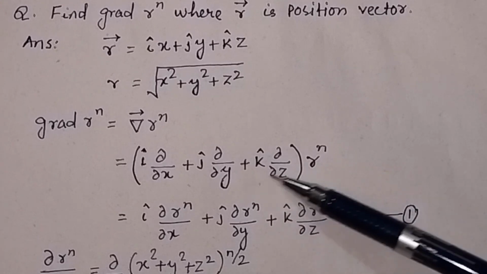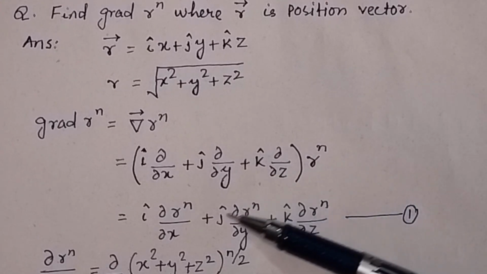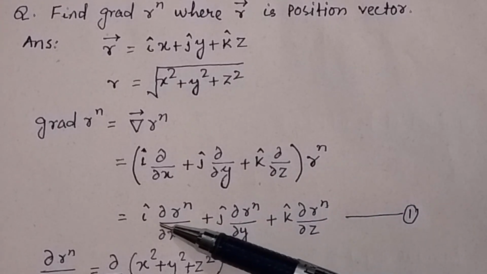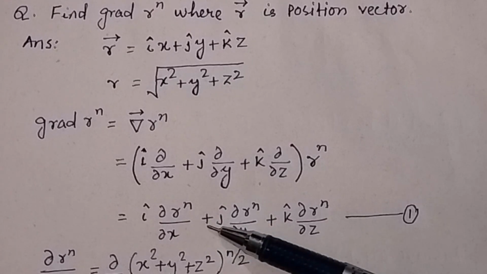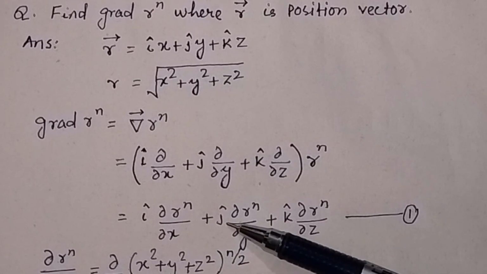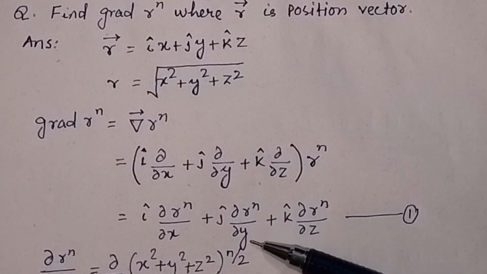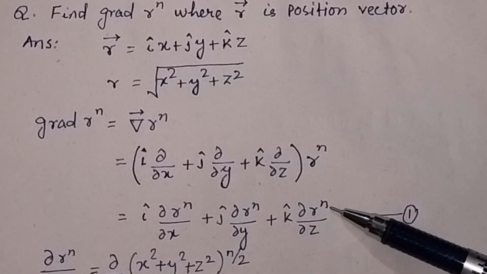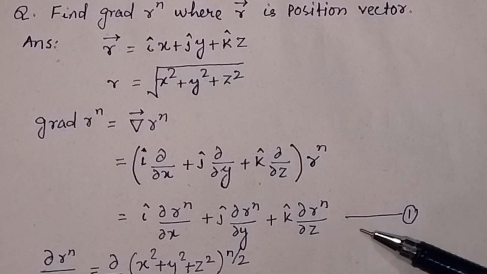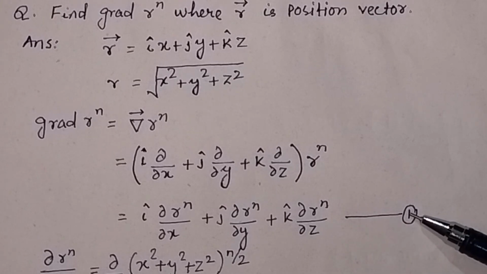Since r to the power n is a scalar function, this can be written as i cap partial derivative of r to the power n with respect to x plus j cap partial derivative of r to the power n with respect to y plus k cap partial derivative of r to the power n with respect to z. Suppose this is equation number 1.